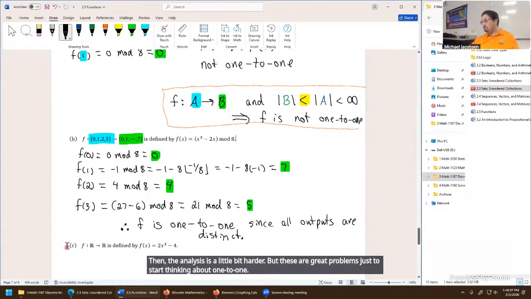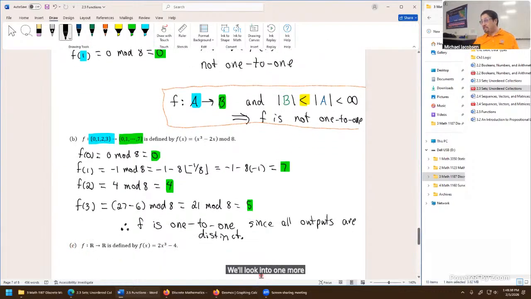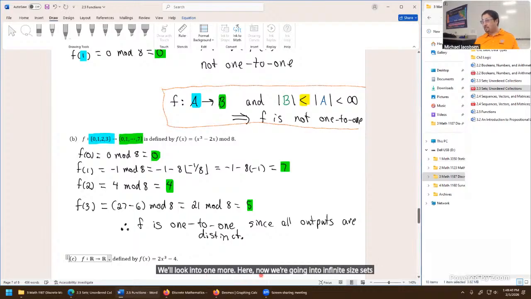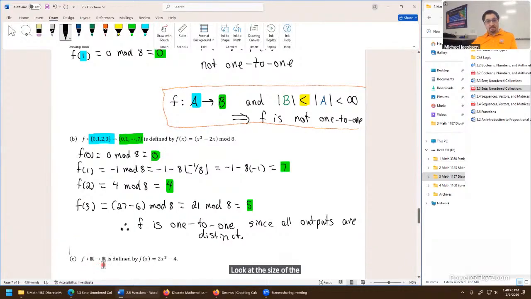We'll look into one more. Here, now we're going into infinite size sets, so we can't just look at the size of the domain and codomain and make a decision. This one just depends. But any questions at all, folks? Finalizing any of those prior examples?